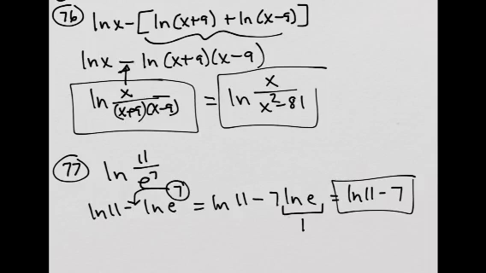And that's the answer. 11 minus 7, you do not subtract, okay? Because the 11 is attached to the natural log. So you keep the answer as I have it right now.